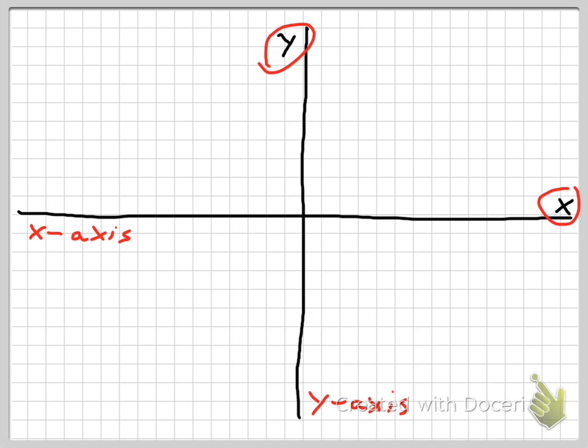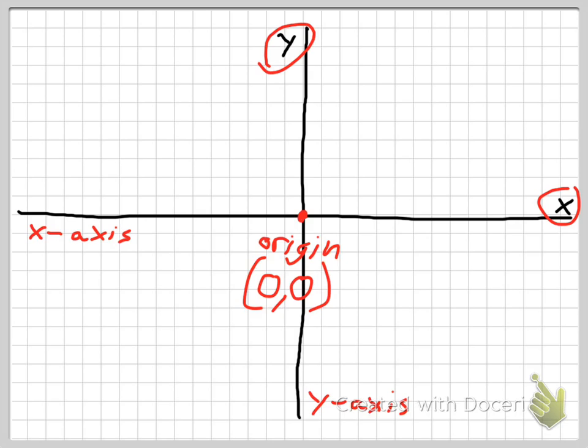And then one other special thing that isn't listed on here, but that we should know, is we have a point right here in the center. That point right in the center is called the origin. The origin is always right in the center, and it has the ordered pair (0, 0).